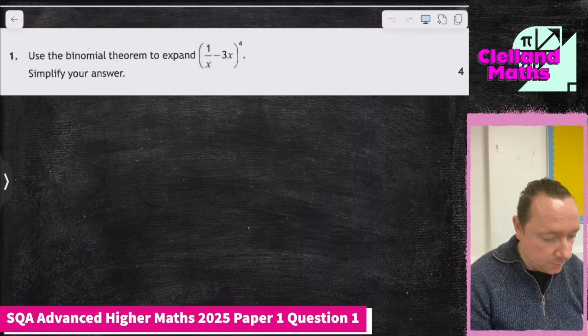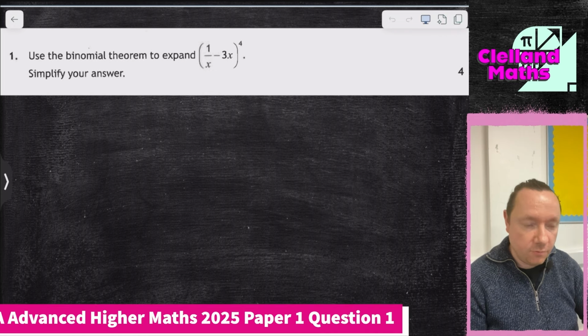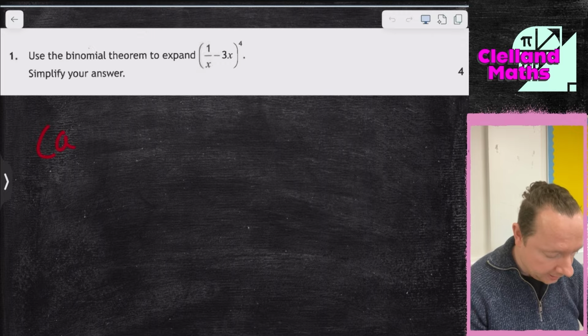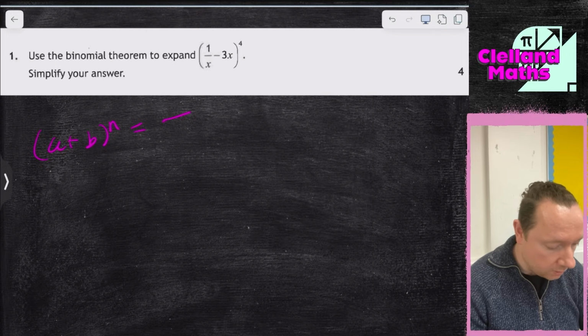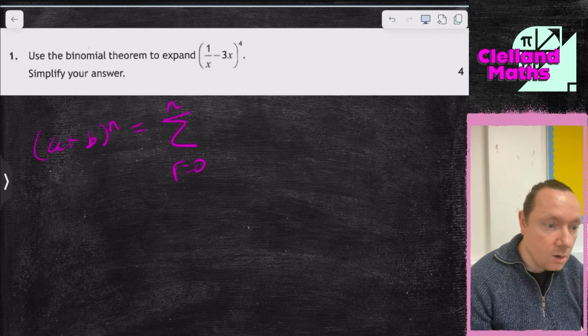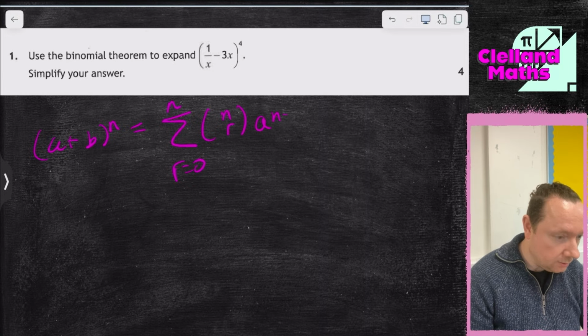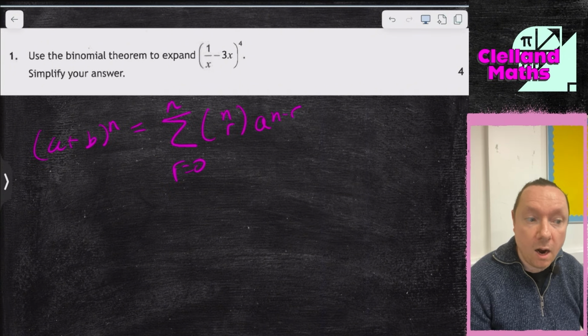Use binomial theorem to expand 1 over x minus 3x to the 4. So we've got a plus b to the n equals the sum of r equals 0 to n of n choose r, a to the n minus r, and b to the r.